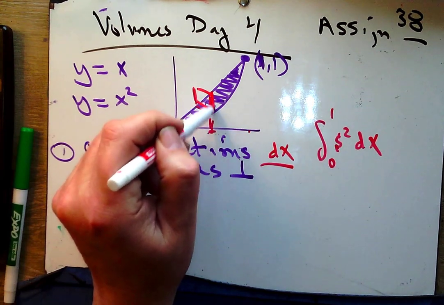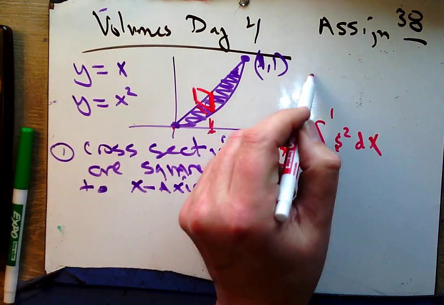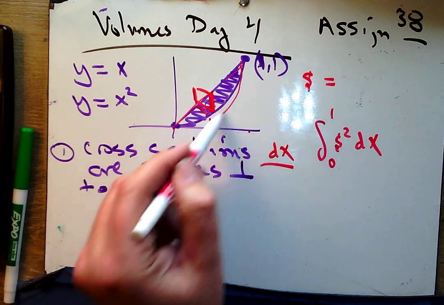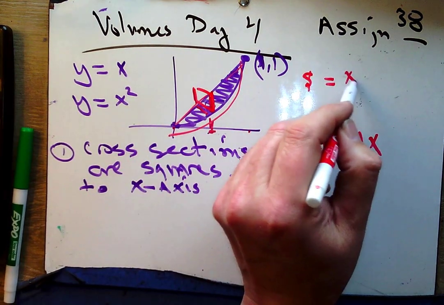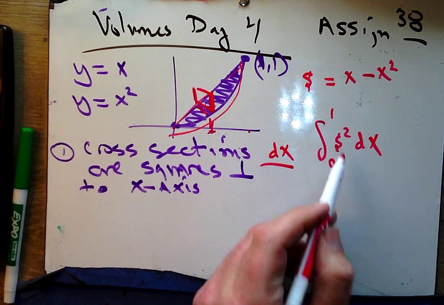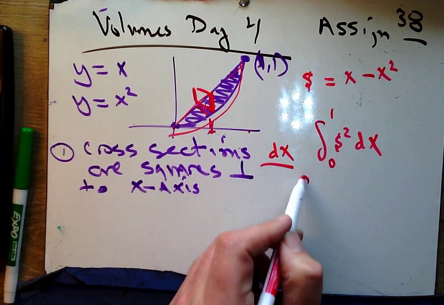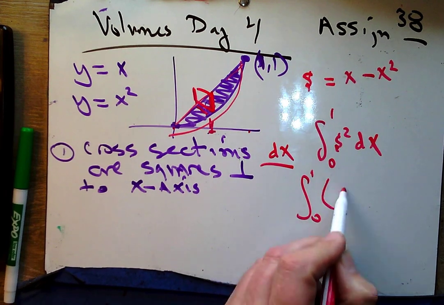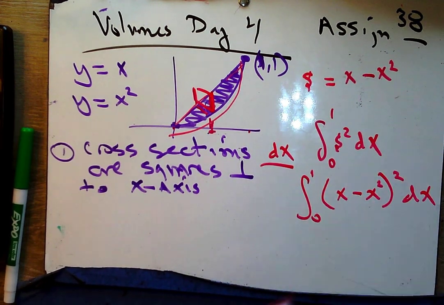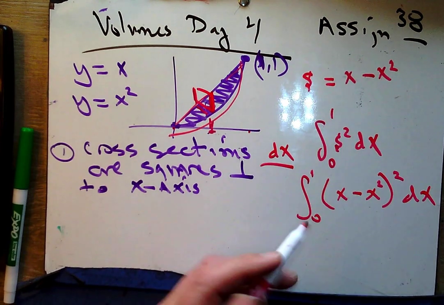Well, the side is this distance. s is top minus bottom. Top minus bottom. And I need s squared. So integral from 0 to 1 of (x minus x squared) squared dx. That's going to be my setup.